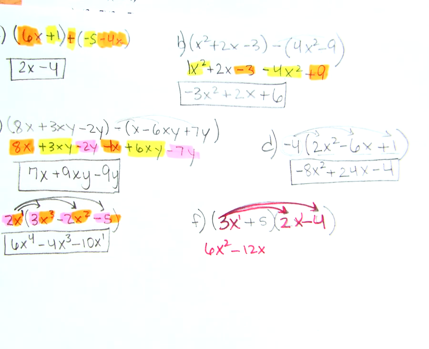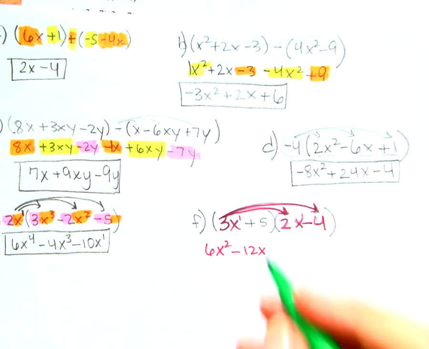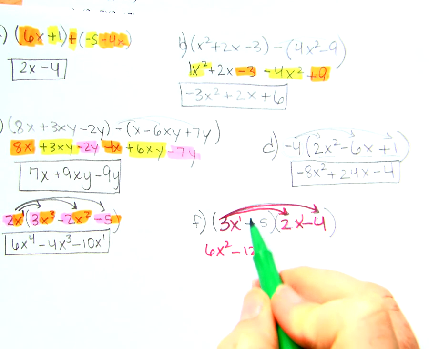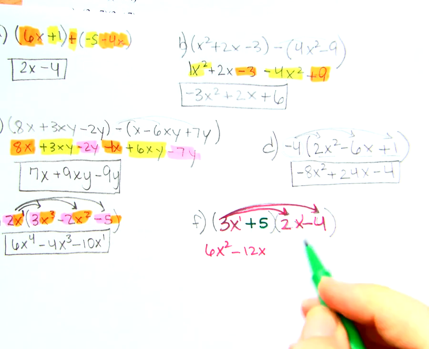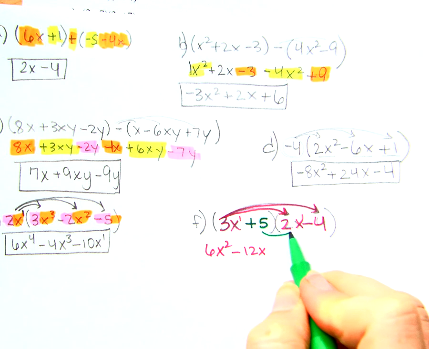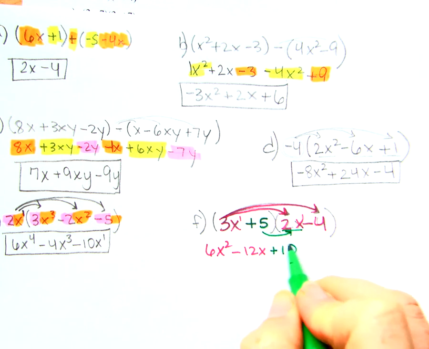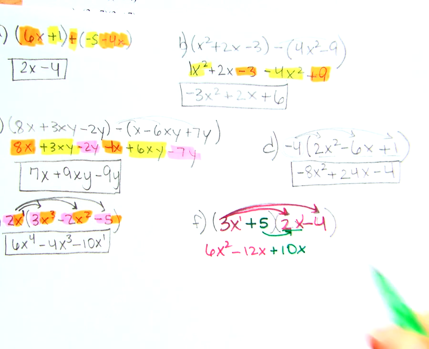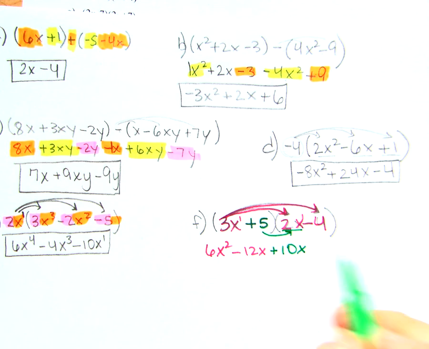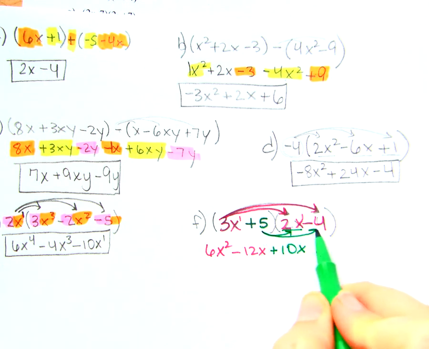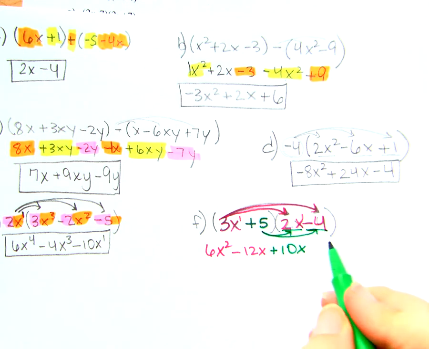Okay? Then, this is going to end up being a Christmas-looking problem. Got my green marker here. I have to distribute my positive 5. Okay? So my positive 5 times my 2x. 5 times 2 is 10. X doesn't have anything to multiply by, so it doesn't change. And then positive 5 times negative 4, that's negative 20.